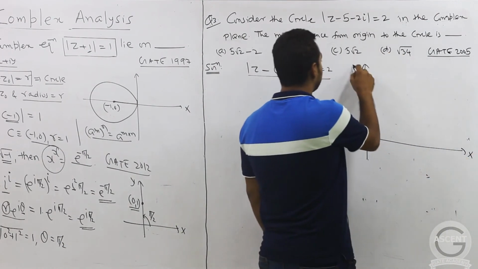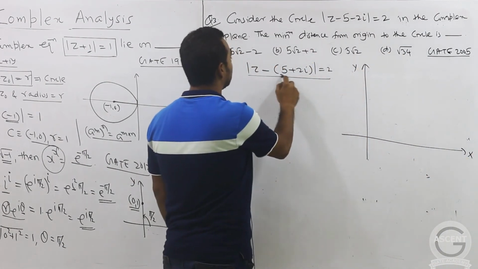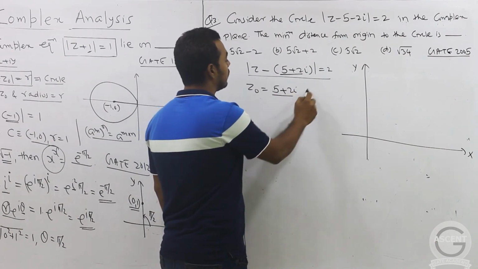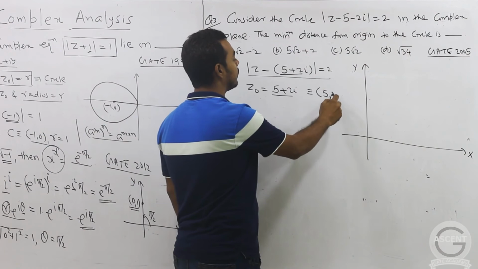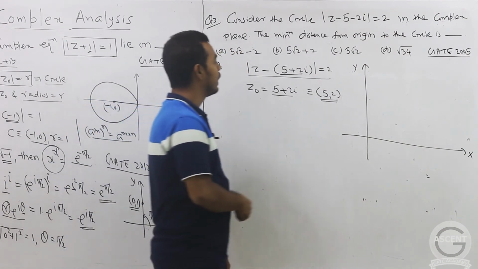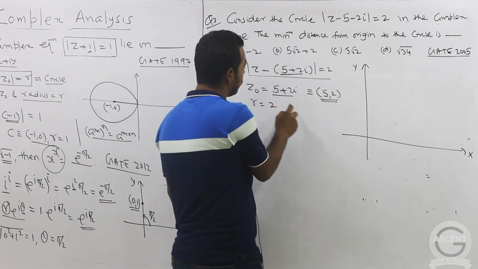The center of this circle will be at this particular point. This is your z naught. Z naught is 5 plus 2 iota. So this will be represented by the point 5 comma 2, right? X coordinate 5, y coordinate 2, and the radius of this circle is 2 units.